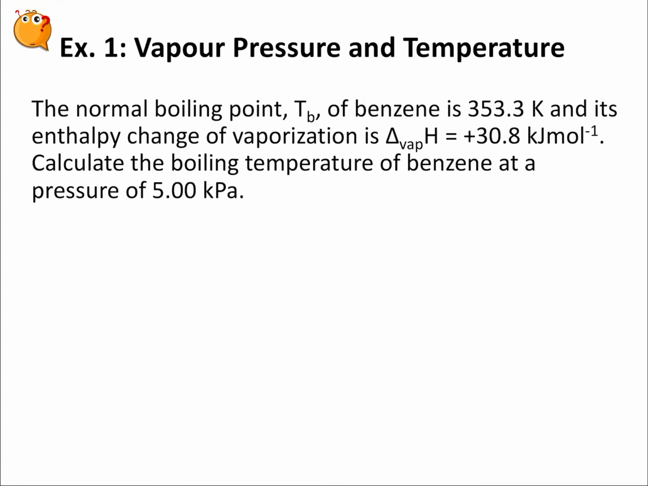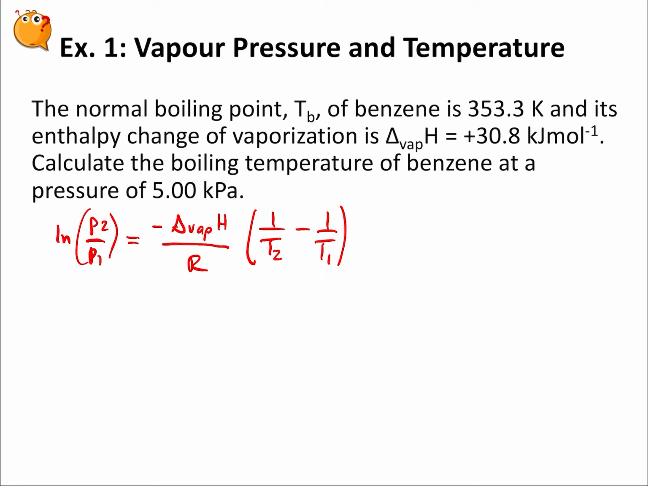All right, we're here for part two. We're going to start off with our first example using the Clapeyron equation from the previous page. That equation looks like this. We have the natural log of P2 over P1, and that equals the negative delta H VAP divided by R times 1 over T2 minus 1 over T1.